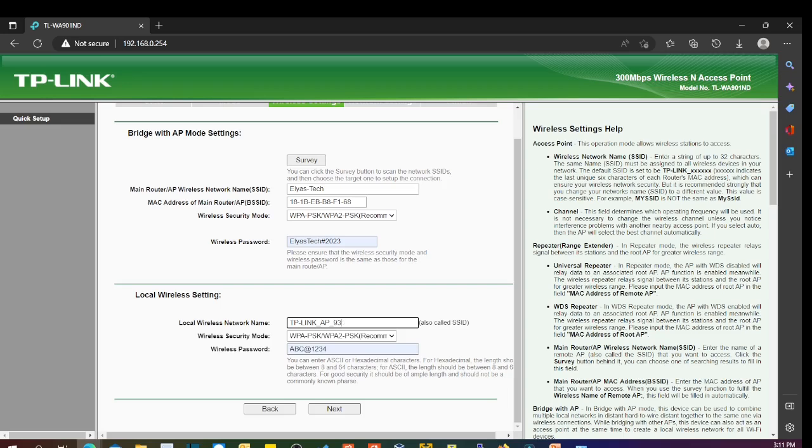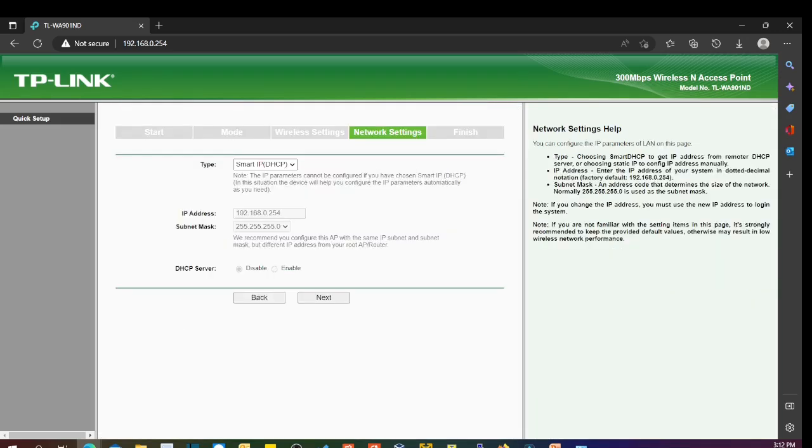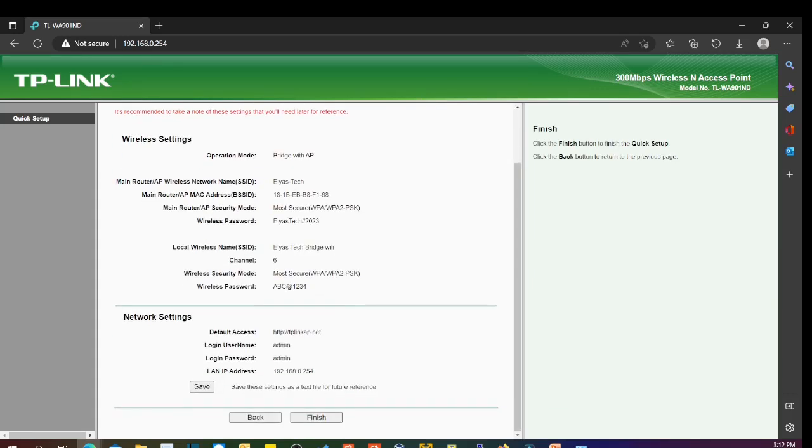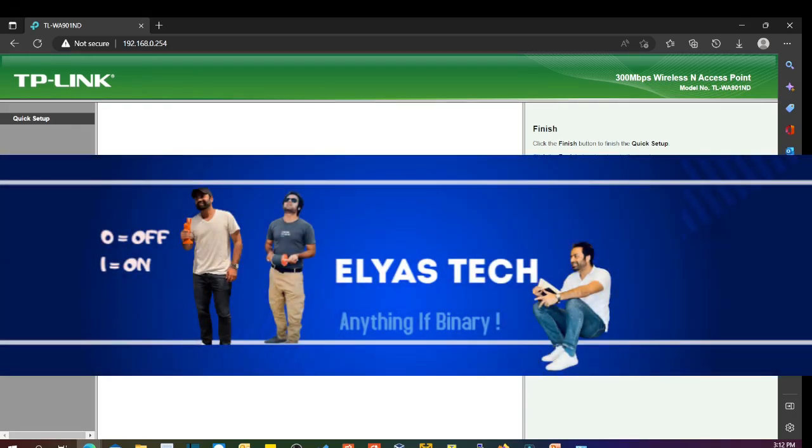So in here, I just want to name it like Elias. Let me clean this one. Yes, Wi-Fi bridge. Next, next, and finish. Guys, this is how we can configure the bridge mode. It should be very easy for all of you, and I'm sure you got the concept. The concept is very important, that is how we can configure the bridge mode as well.